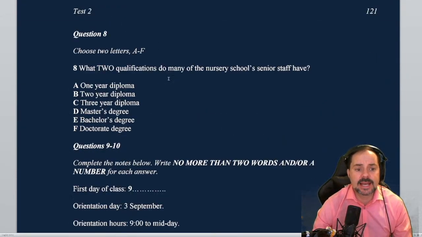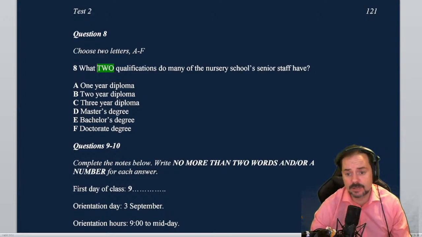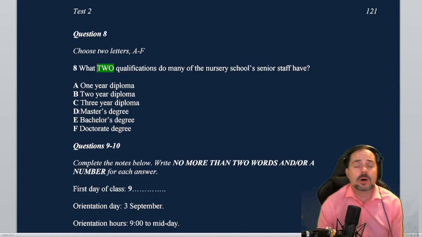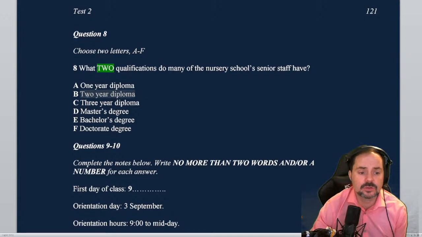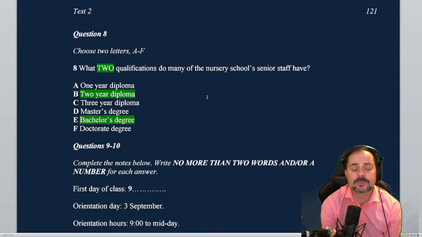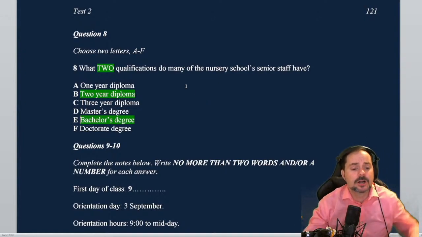And then we have, again, this multiple choice. The question here was, what 2 qualifications do many of the nursery school senior staff have? So you had to figure that out, again, taking notes and using logic, right? What were the correct answers? You had 6 choices, and you needed just 2. Paulo says they were B and E, a 2-year diploma and a bachelor's degree. Very good, yeah, so that's what they talk about.